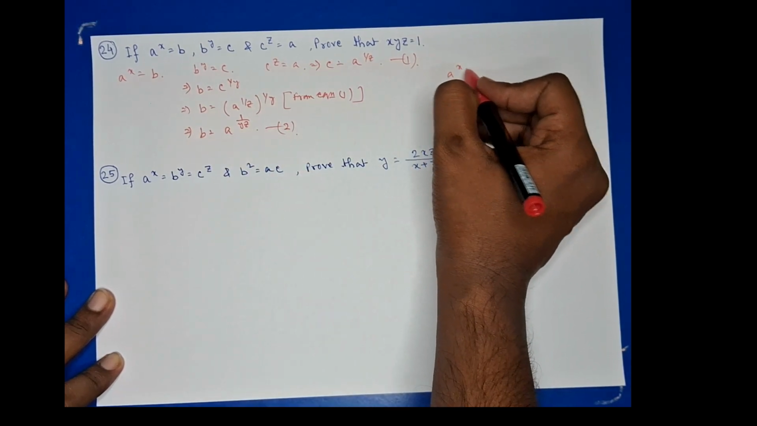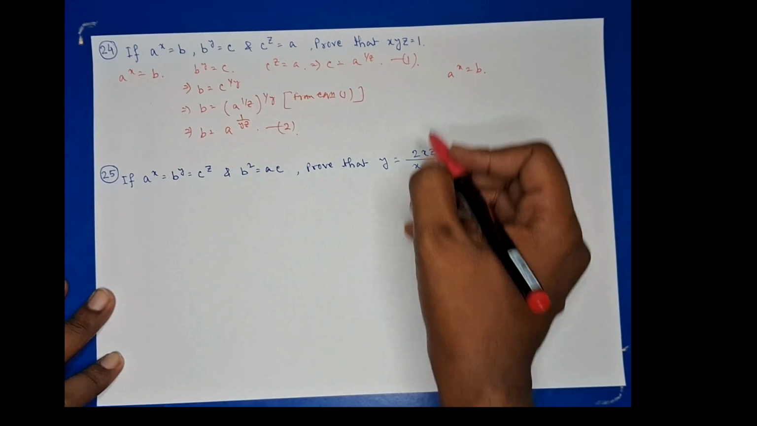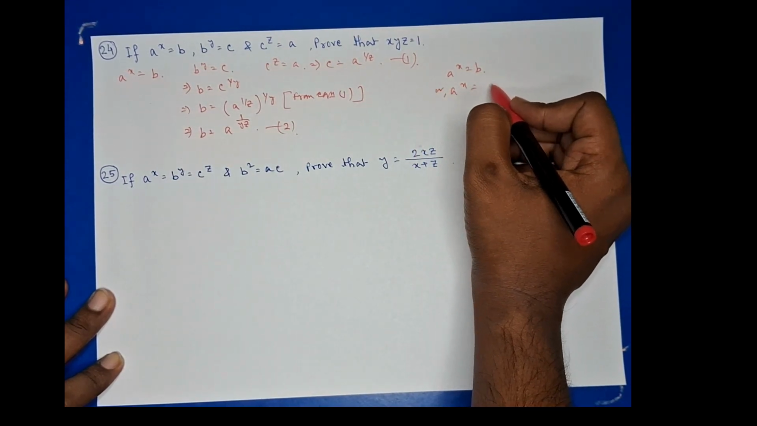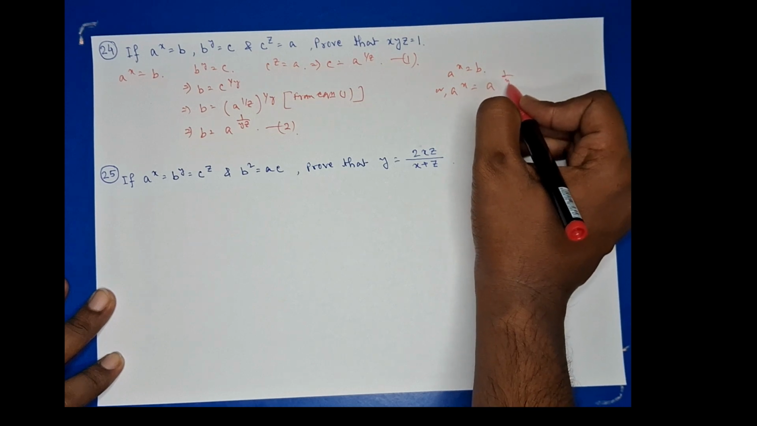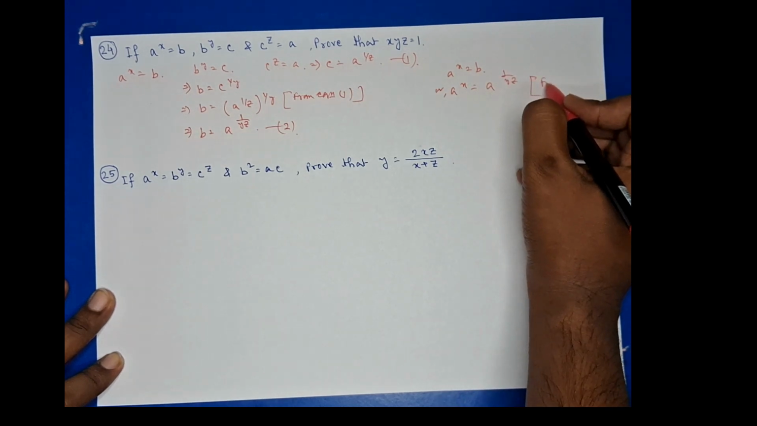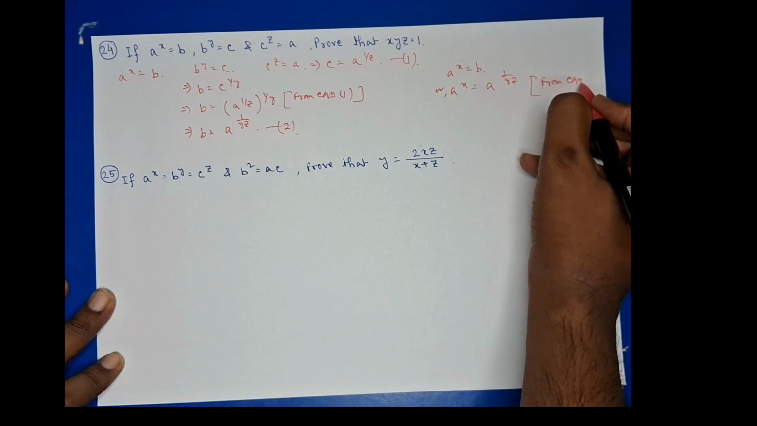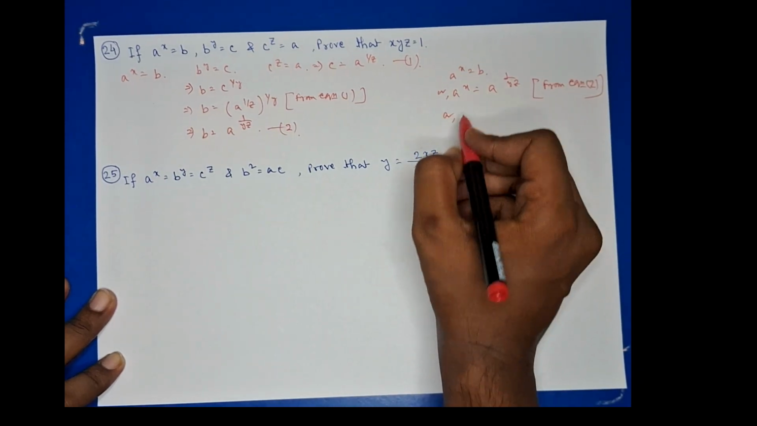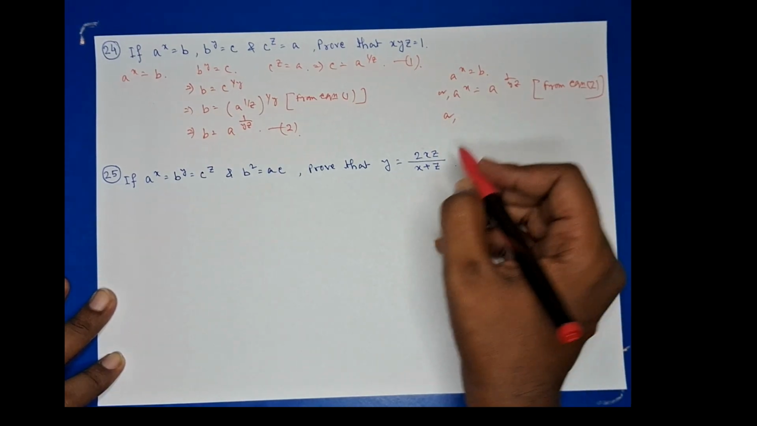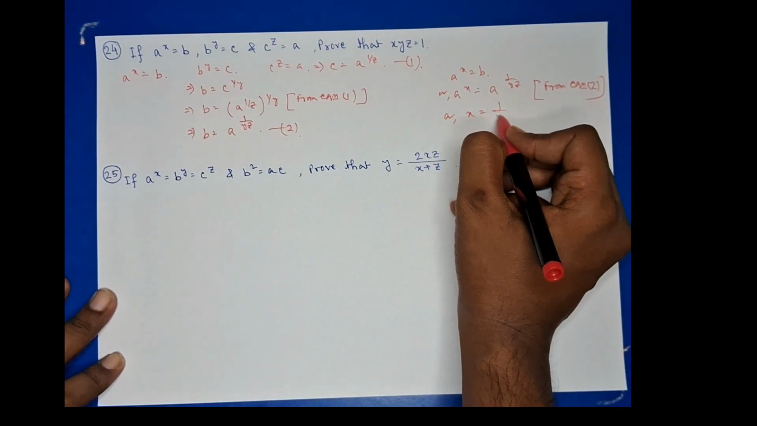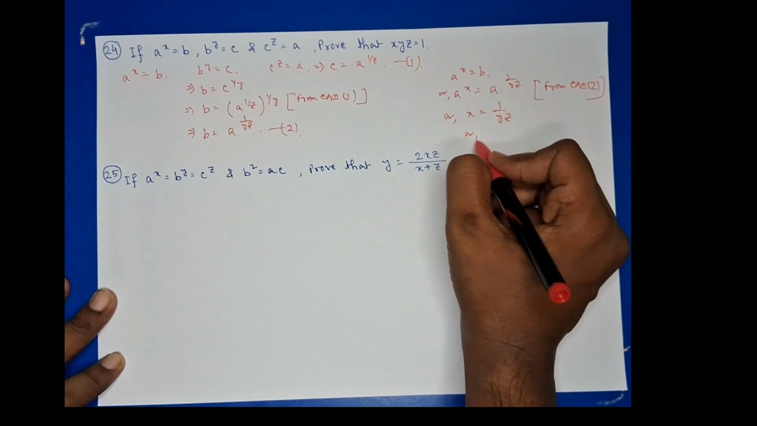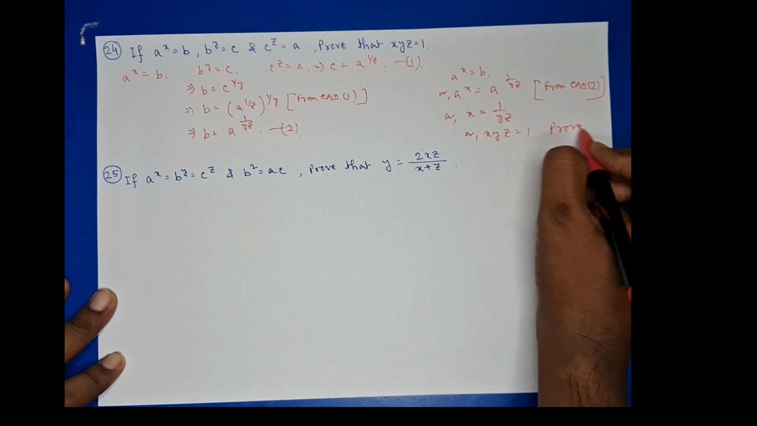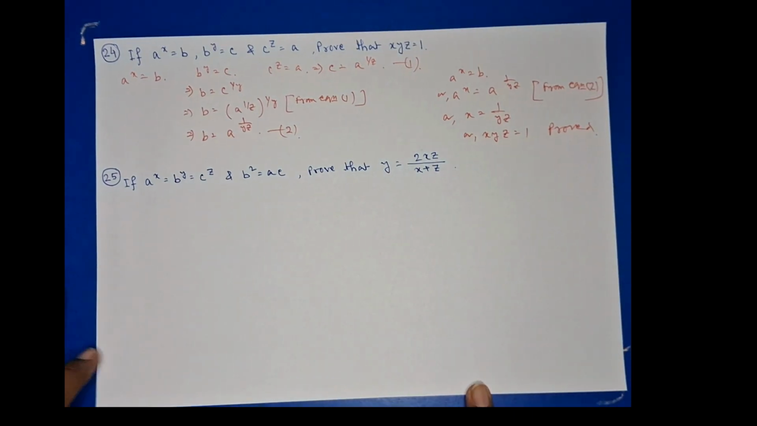Now a to the power x is equal to b. This is given. Okay, so I can write a to the power x is equal to, instead of b I can write a to the power 1 by yz. From where? From equation 2 I got. So matching both sides, I can write x is equal to 1 by yz. That means xyz is equal to 1. Proved. Very easy problem. Okay.